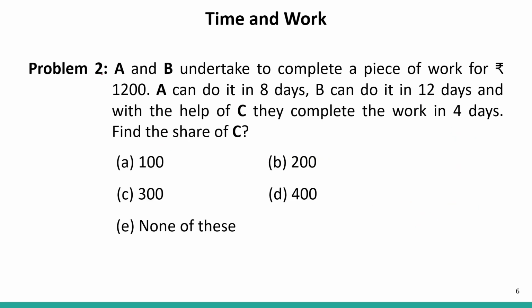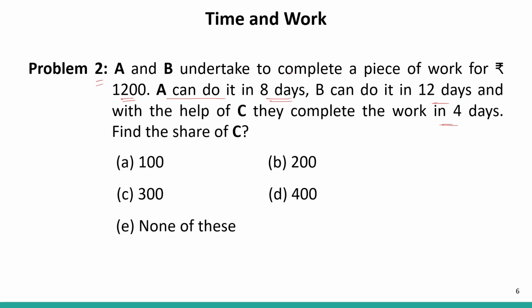Let's go forward with problem number 2. A and B undertake to complete a piece of work for 1200 rupees. And A can do it in 8 days. B can do it in 12 days. And with the help of C, they can complete the work in 4 days. So find the share of C.